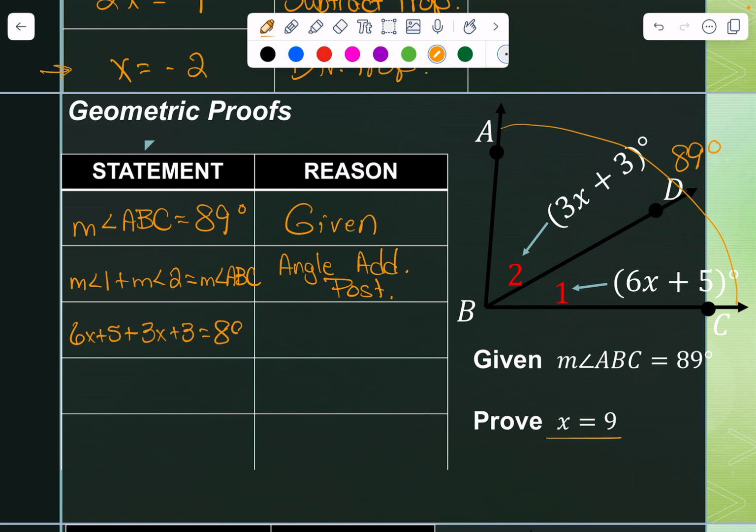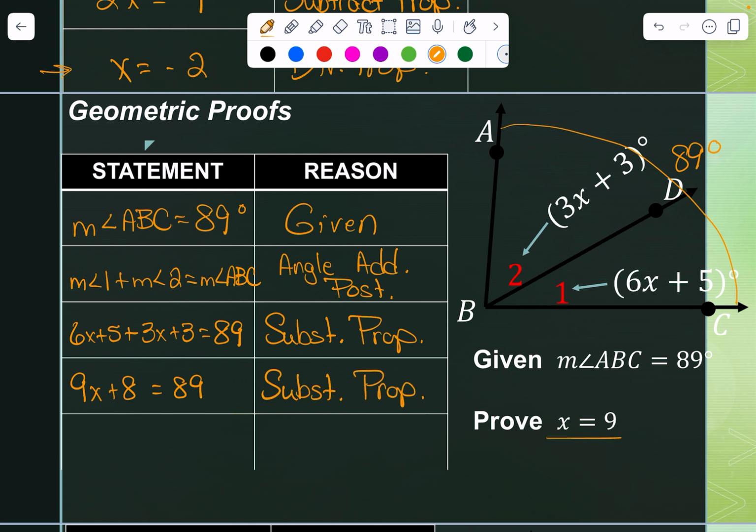Then I can substitute some values in. So I know 6x plus 5 plus 3x plus 3, and that equals 89. That is by the substitution property. Then I'm going to put some things together here. So I have 9x plus 8 equals 89. Again, I call that substitution. If you want to call it collecting like terms, I'm okay with that.